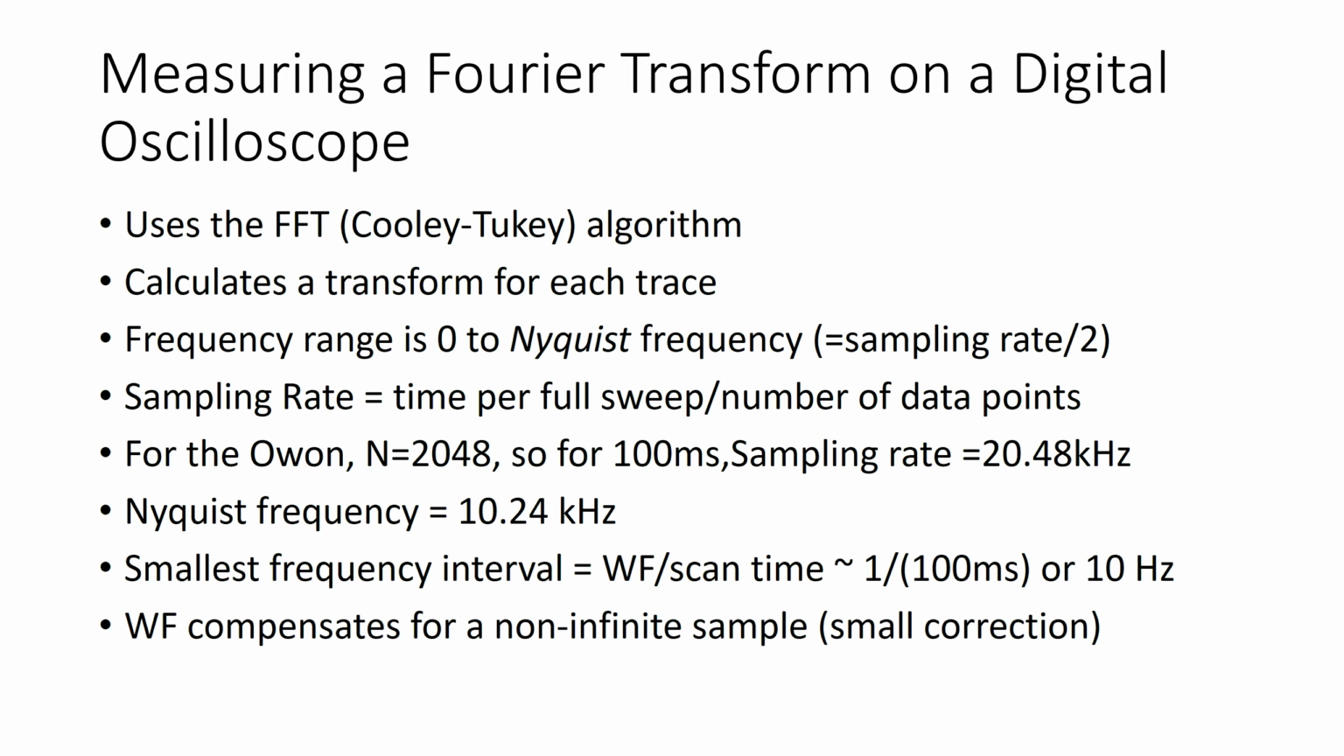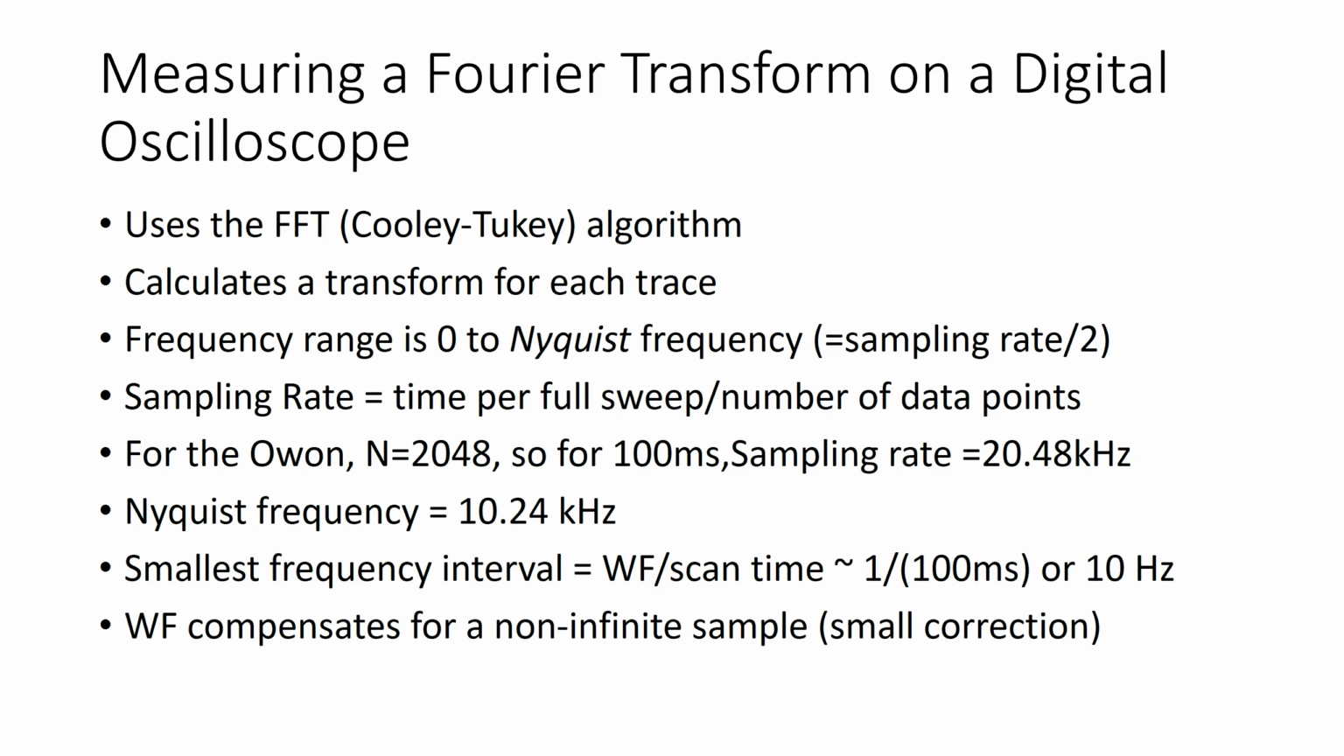Now, the sampling rate is the rate at which data is sampled, equal to the number of data points across the screen divided into the total time taken for the screen to scan, or 1 over that for the sampling rate. So, for example, if the oscilloscope shows a scan that lasts 100 milliseconds from the left to the right of the screen, and there are 2048 data points in that scan, then the sampling rate is 20.48 kilohertz.